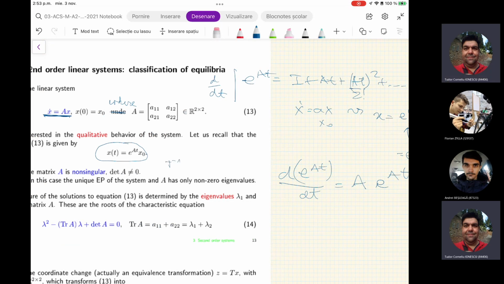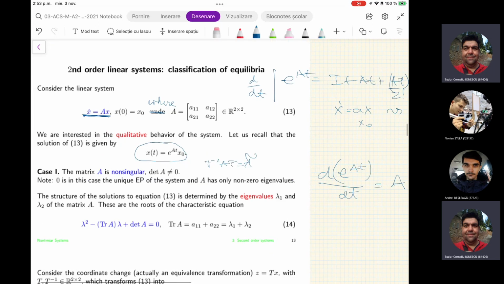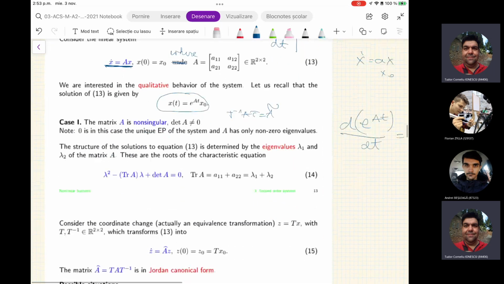So one other property we have is that if you apply a coordinate change of this form to the matrix A, then this change of coordinates can also be applied to the matrix exponential. Okay, and now we discuss several cases occurring depending on the type of matrix A.